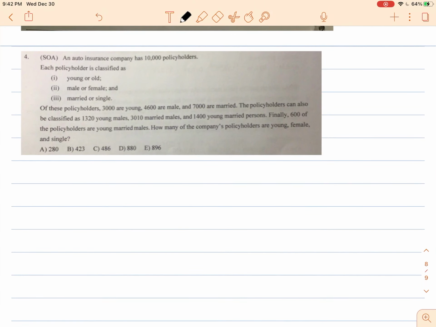So, an auto insurance company has 10,000 policyholders. Each policyholder is classified as young or old, male or female, and married or single. Of these policyholders, 3,000 are young. So I'm going to go ahead and start making some variables here. We got Y equals young, and there's 3,000 of them. The bars on the side are the symbol for the size of the set. So these are sets. 4,600 are male. So we have M is male, and the size of M is 4,600.